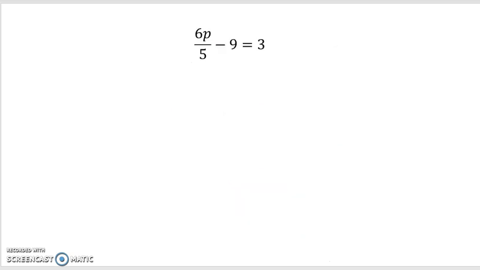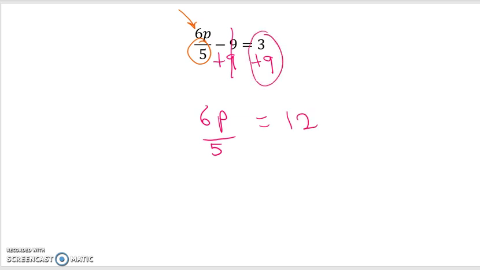All right, lucky last example. This divide by 5 only affects the 6p. So that means this minus 9 is free to move. So I'll move the minus 9 by adding 9 to both sides. That will cancel those terms out, leaving me with 6p on 5 on the left-hand side and a positive 12 on the right-hand side because that's 3 plus 9 is 12.